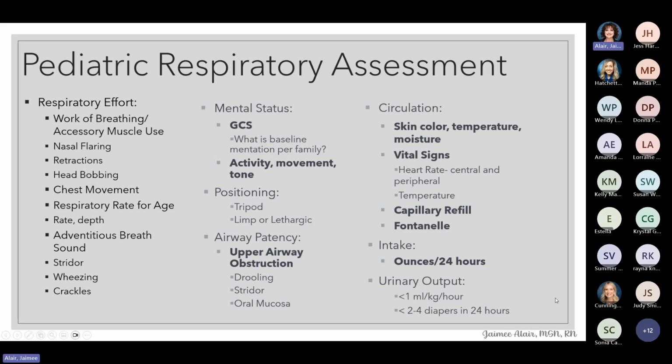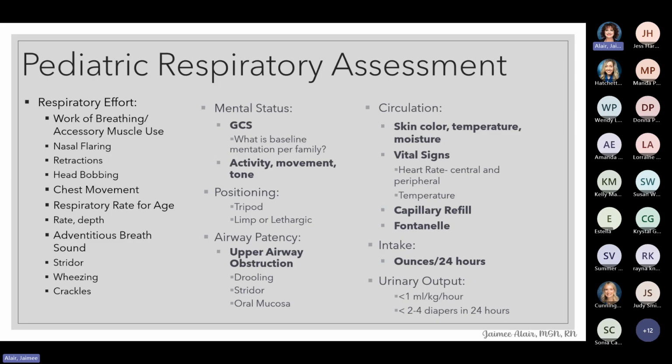So, for pediatric respiratory assessment, your standard things are the same: your work of breathing, all of those things. But there are some extra things that we have to pay a little bit more attention to when it comes to kids, because of just who they are and what their airway is like, and they can't always tell us what's going on.